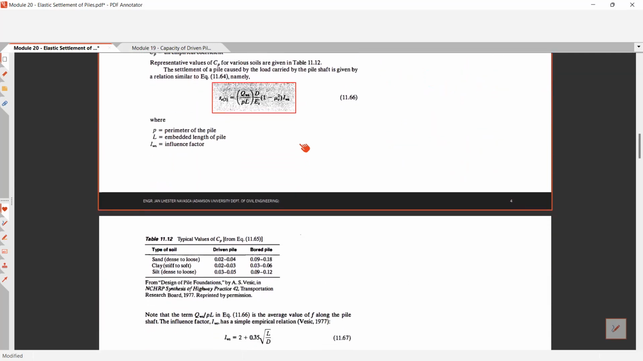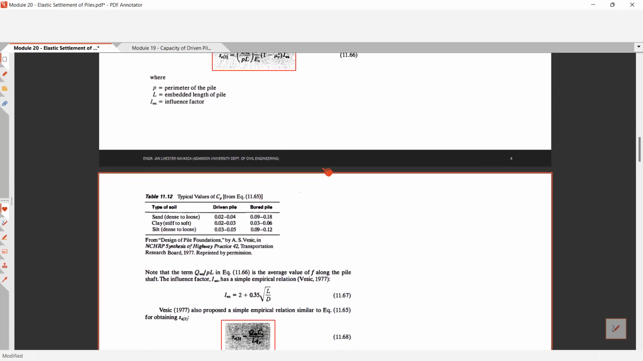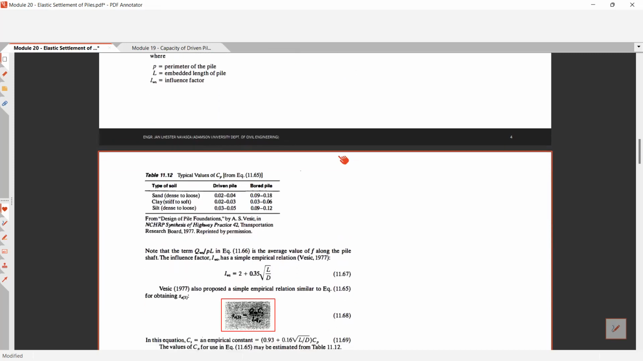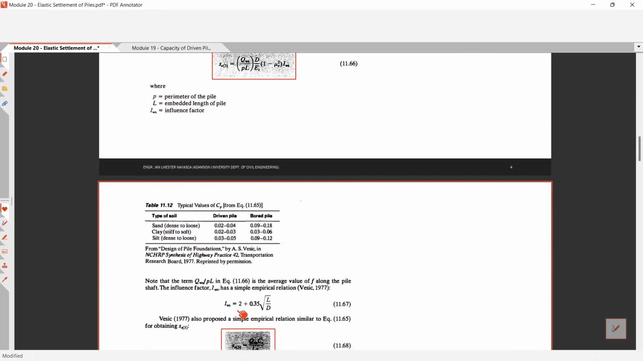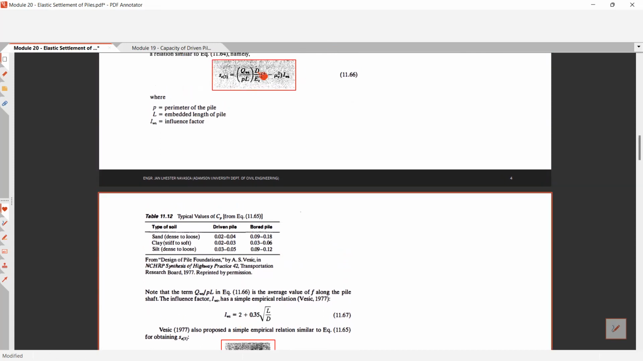Okay? The question is, same pa rin ba ng IWS, the influence factor? Yung influence factor this time, in this equation 11.66, is given by this equation. 2 plus 0.35 square root of L over D. Whereas your L is the embedded length of the pile. So, take note that yung equation 11.66, yung QWS over PL is the average value of F along the pile shaft.